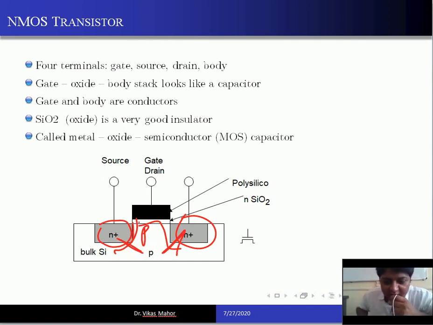Fine. Now let us understand the terminologies. What are these terminals called? These are the two terminals. One of the terminals will be known as source, and one will be known as drain. Why they are named as source and drain, I'll let you know. They are bilateral, so one can be called source and one can be called drain, and they can be exchanged. Fine. So let us consider this as a source and this is a drain.